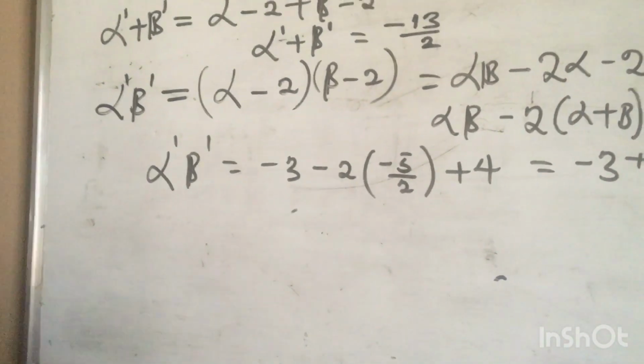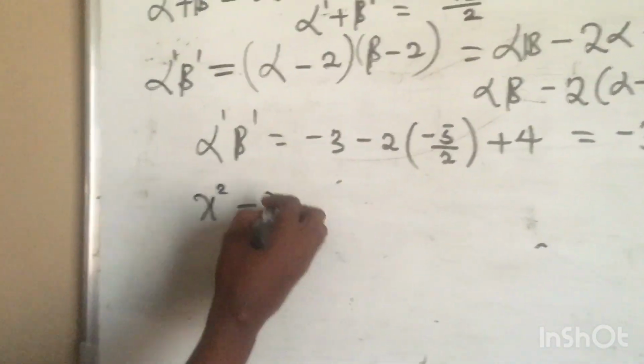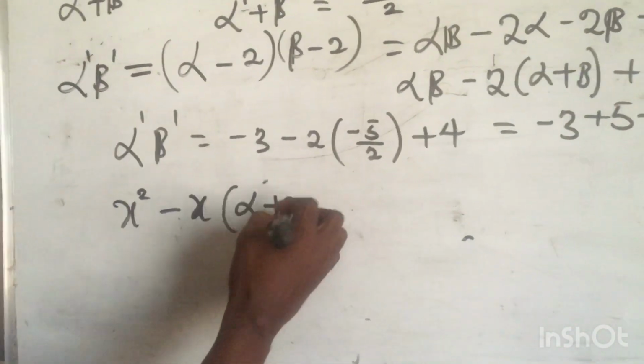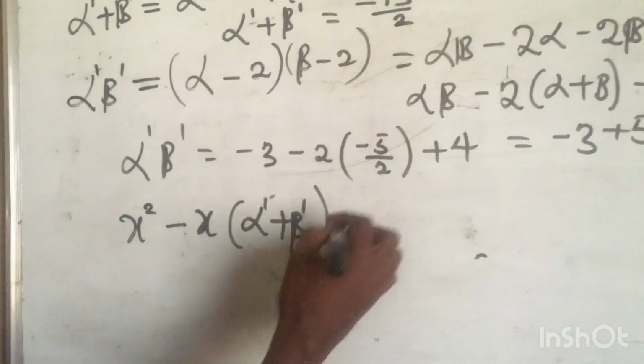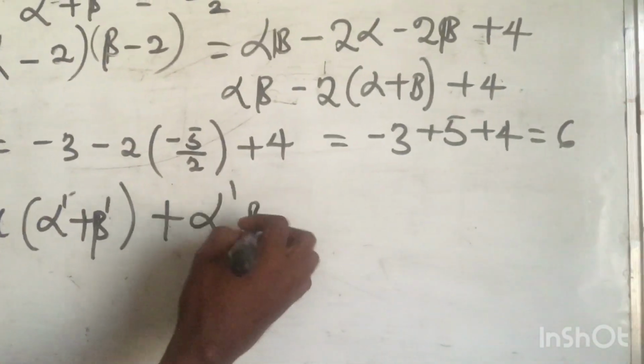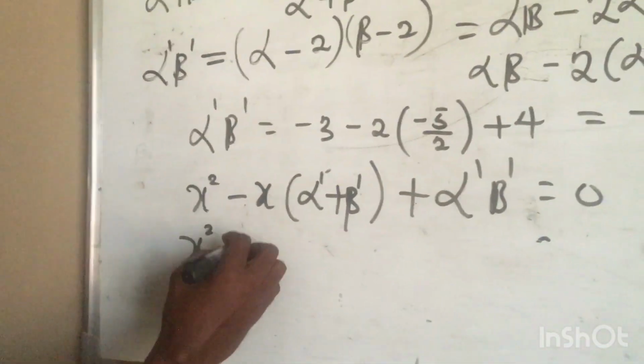Now our quadratic equation is x squared minus x into bracket alpha plus beta. Now it is alpha prime beta prime plus alpha prime beta prime equals 0. So that is the equation: x squared minus x into bracket.